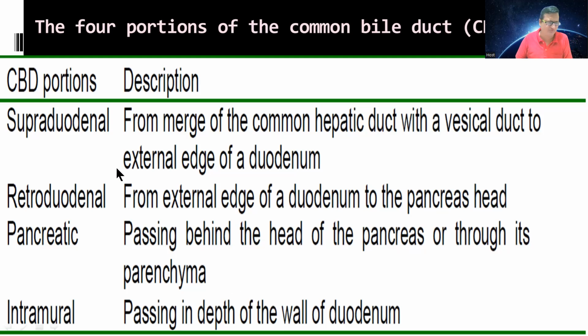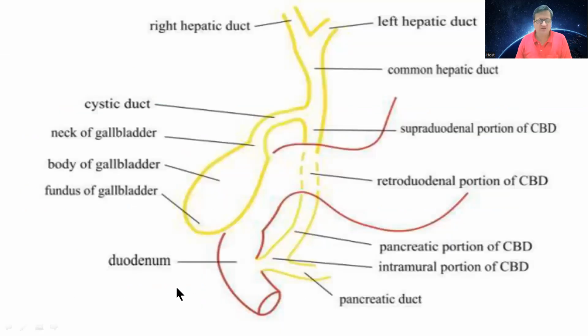So it has 4 parts: supraduodenal, which is not behind the duodenum. Second is retroduodenal, which is behind the duodenum. Third is pancreatic, which is in the pancreatic parenchyma or passes behind the head of the pancreas, and intramural, which is deep in the wall of the duodenum. So this is the supraduodenal portion of the CBD. This yellow color is the CBD.